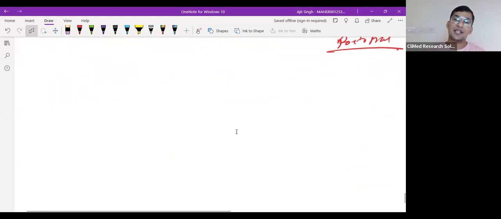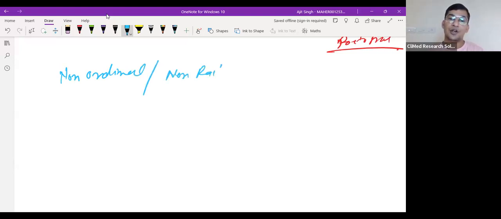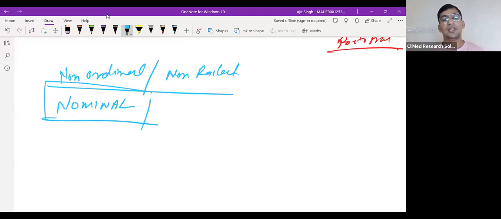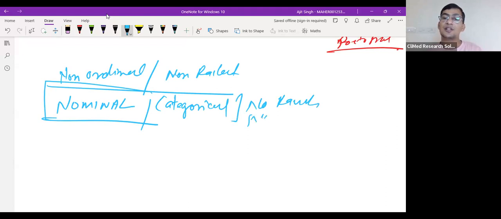Now let me talk about the second category, which is non-ordinal, non-ranked. That type of data is called nominal. Nominal type of data is also categorical data, but there is no rank, there is no order, right?